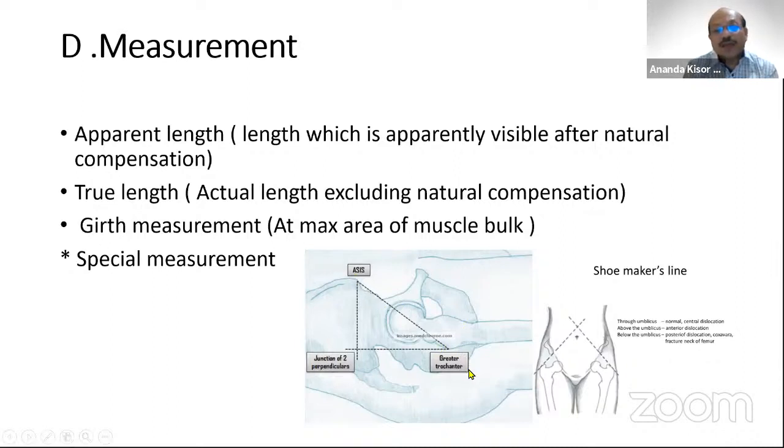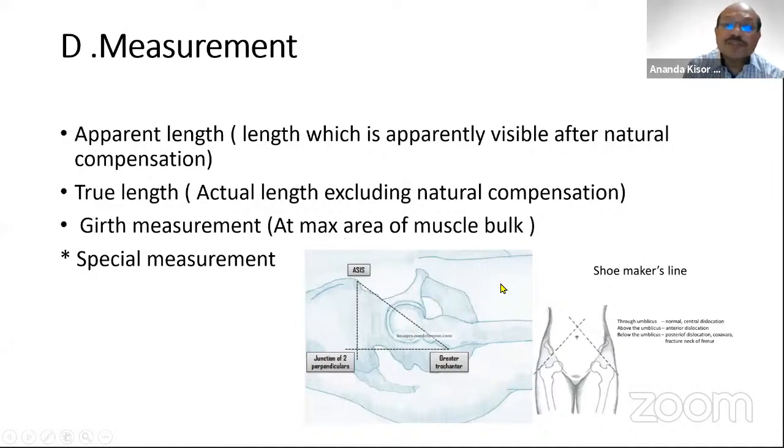So there are 3 points: ASIS, the tip of the greater trochanter, and the ischial tuberosity. If we join these 3 points and they make a straight line, it is normal. But if the trochanter is higher up, then it will be at a higher level than the ASIS to GT line. So this is most important.